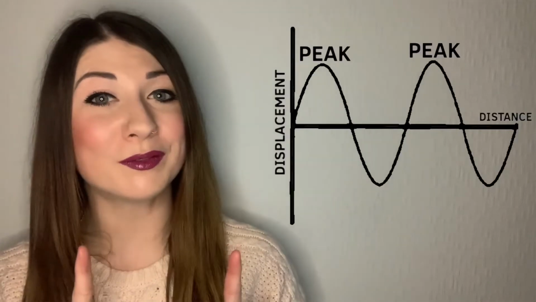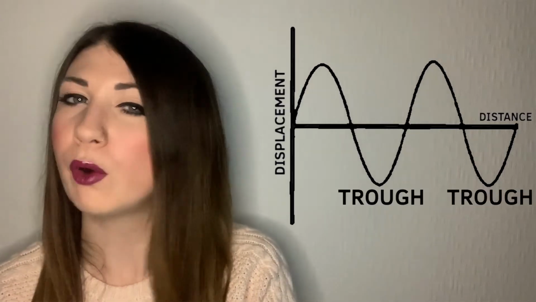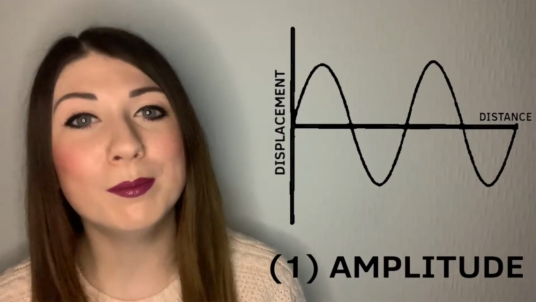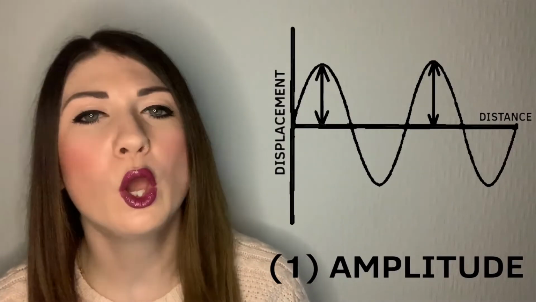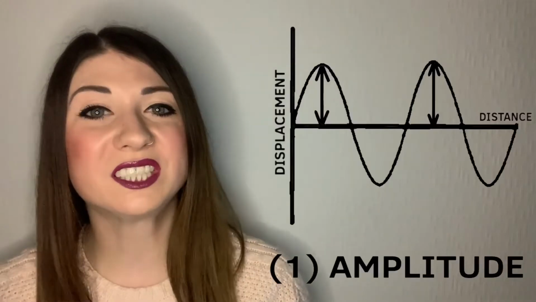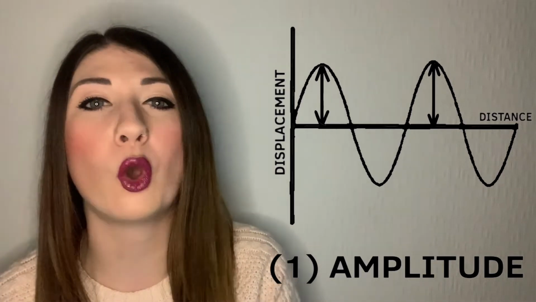So the peak of the wave is the highest point of the wave above rest, and the trough is the lowest point of the wave below rest. Moving on, the amplitude is the height of the wave, which in other words is rest to crest. So this is the distance from the rest position along the x-axis to the peak or trough of the wave.